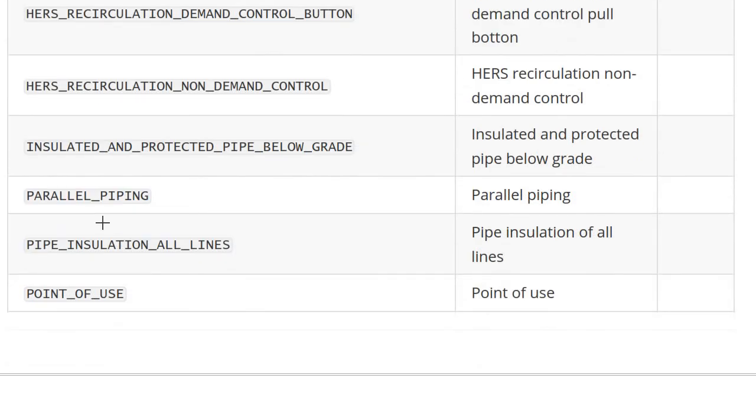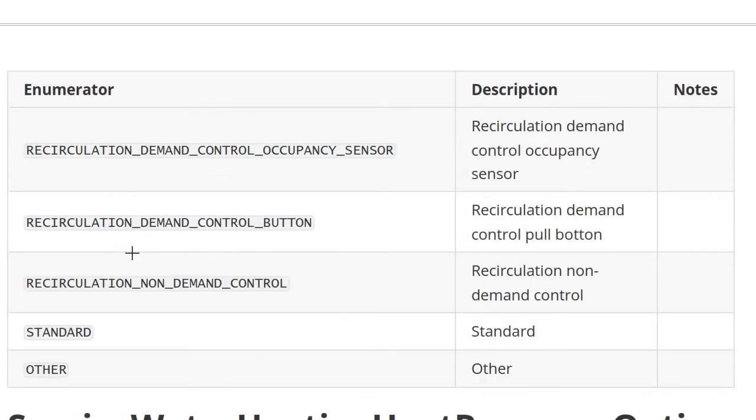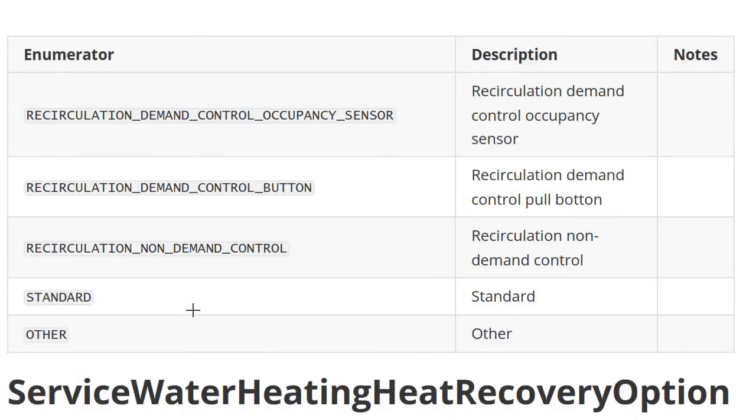And then there's just simply parallel piping, insulated and protected pipe below grade, pipe insulation on all lines, point of use, recirculation, demand controlled occupancy sensor, and demand controlled button. So that would be when you have a button that controls the flow, and then non-demand controlled and standard and other. So a lot of different ways to control this.